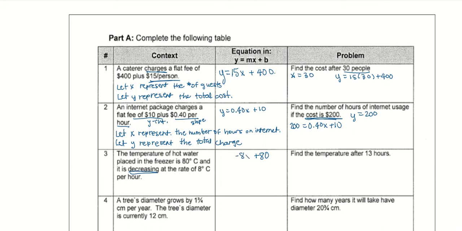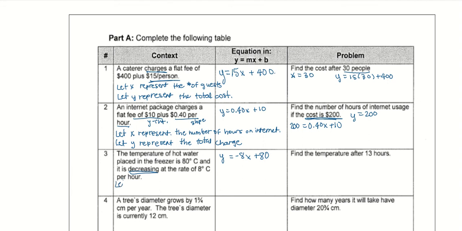8 degrees per hour, and it's going to be equal to y. So in this case, x is the number of hours that have gone by, because every hour that goes by, the temperature decreases by 8 degrees. And y is going to be that total, because we're going to start at 80 and we're going to subtract 8 for every hour to figure out what our temperature is.